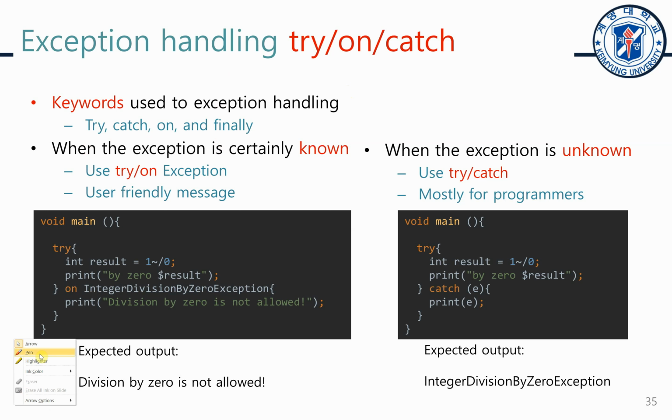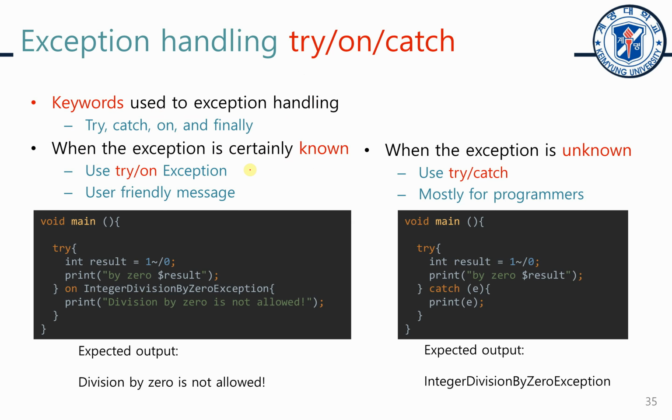In this, there are, I think, a couple more, but these are the most common ones used by most programming languages. So we have the try keyword, the catch keyword, the on keyword, and the finally keyword. So you can use the try keyword with on, and you can use the try keyword with catch, and you can use try catch finally or try on finally.